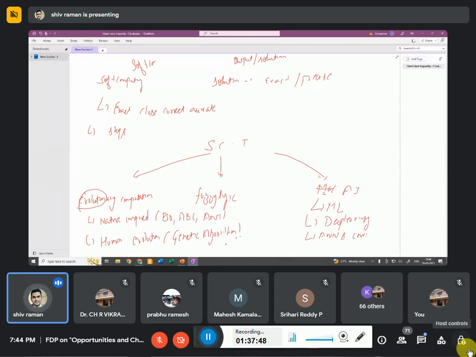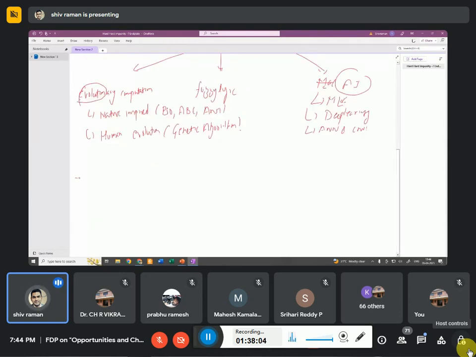But our interest in today's talk is more on AI, or what we can call machine learning. So I will discuss that. But broadly, they come under the soft computing technique, and most of the soft computing techniques search for the solution based on the gradient descent approach.